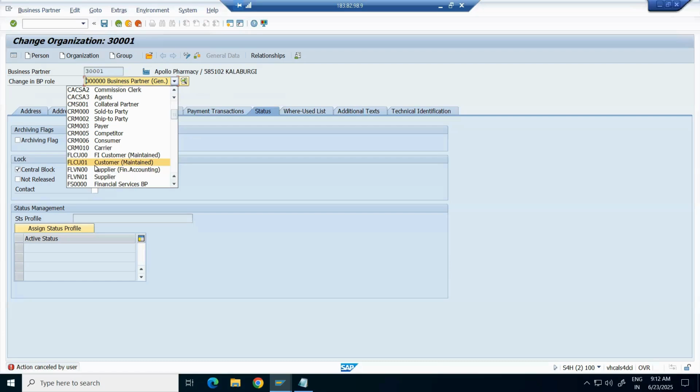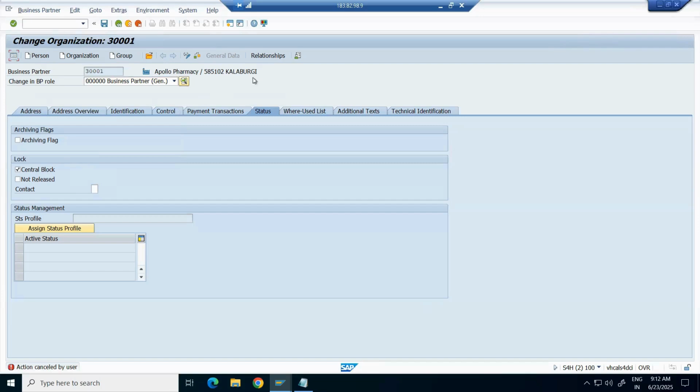Okay, so at this moment you simply write down: the BP can be extended to FLCU00 if it is an FI customer, or if we are maintaining the company code information only. In case the customer is doing some kind of physical transactions with us, then we have to extend that business partner to the FLCU01 role, or customer role, you can say.